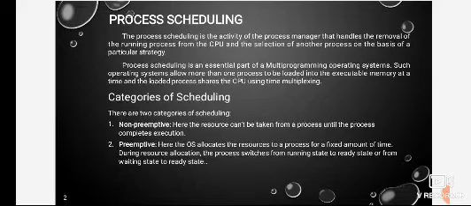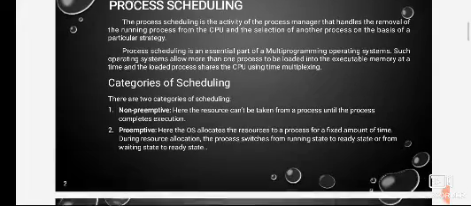Process Scheduling. Process scheduling is the activity of the process manager that handles the removal of the running process from the CPU and the selection of another process on the basis of a particular strategy. Process scheduling is an essential part of a multi-programming operating system. Such an operating system allows more than one process to be loaded into the executable memory at a time, and the loaded processes share the CPU using time multiplexing.